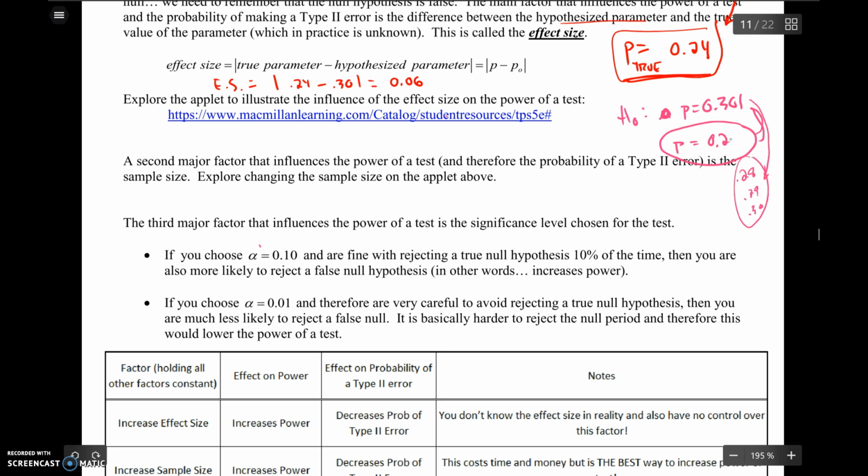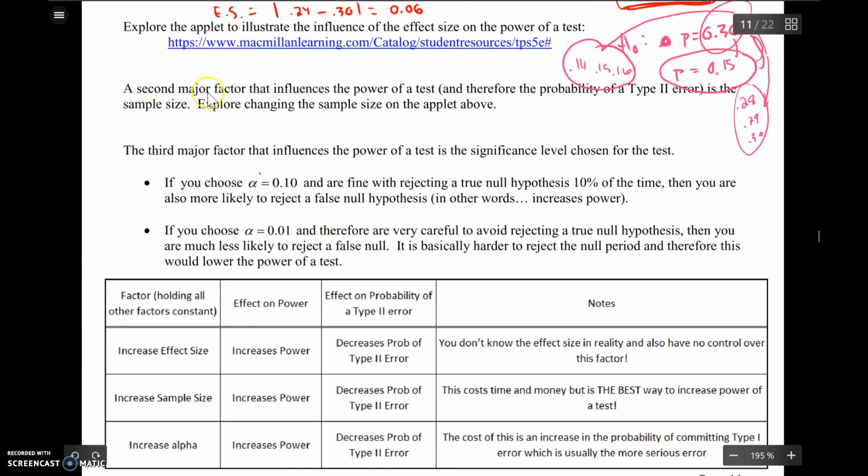But if this value is like 15%, now you're probably going to get sample proportions of like 14 or 15 or 16, and you have a really good chance of rejecting because the true value is so far away. So effect size is the most influential factor for changing the power of your test. The second major factor that influences a test is the sample size.